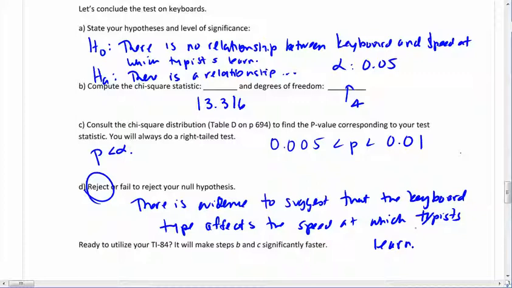This is kind of an initial test that we do, and then you can dig deeper into the table and start comparing 2 samples at a time using other methods that we've studied in this course. But it kind of gets the ball rolling as far as whether you should even dig deeper into the data or not. We will utilize your TI-84 when I return, but I needed to go through this so you understood all of what your calculator is doing for you. So hopefully that makes sense.